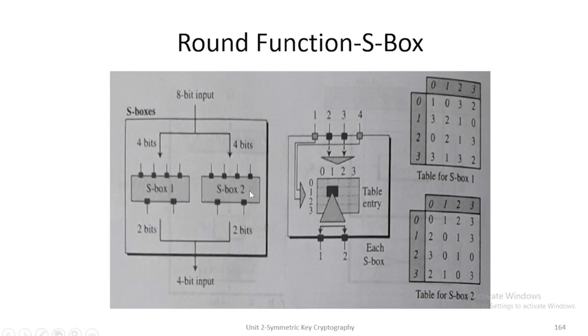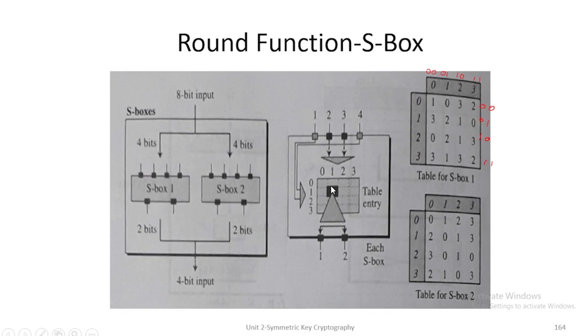So 2 S boxes are used. Each S box contains a 4-bit input. Each S box contains 4 rows and 4 columns, representing binary numbers. The row numbers are 00, 01, 10, 11. In the columns also, you put 00, 01, 10, 11. This is the input for S box 1 and S box 2.